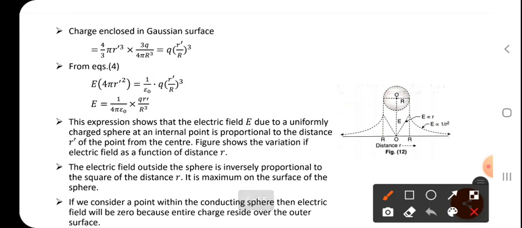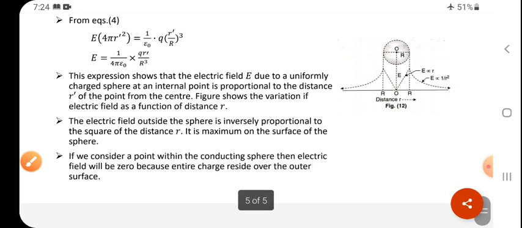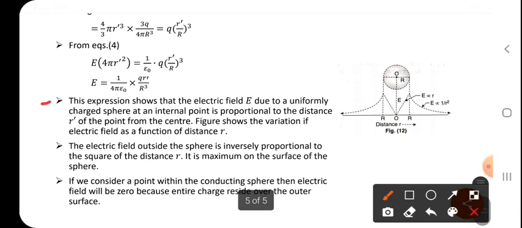What are the cancel terms? Here r dash cube and r dash square are there, so that means one r dash will be there. And next bring 4 pi this side, already epsilon naught is there, 4 pi epsilon naught, and q into r dash remains there by r cube. So that is why we get finally this one. Okay, so this expression shows that the electric field E due to a uniformly charged sphere at an internal point is proportional to the distance r dash of the point from the center.